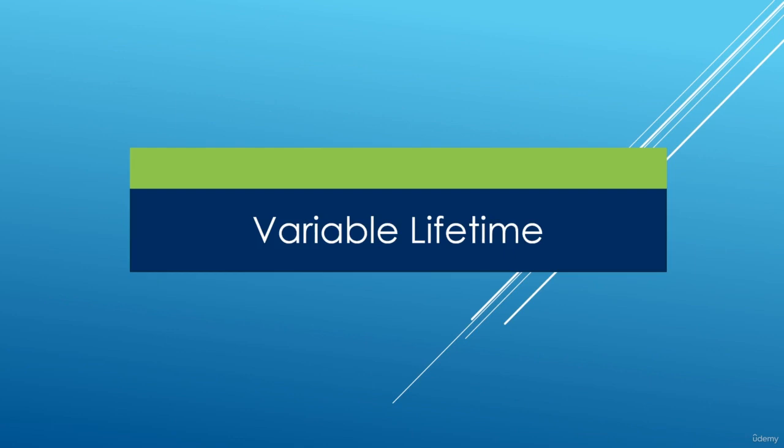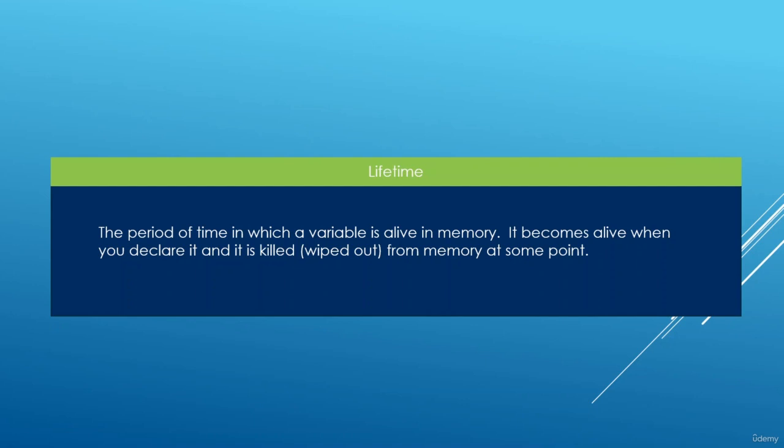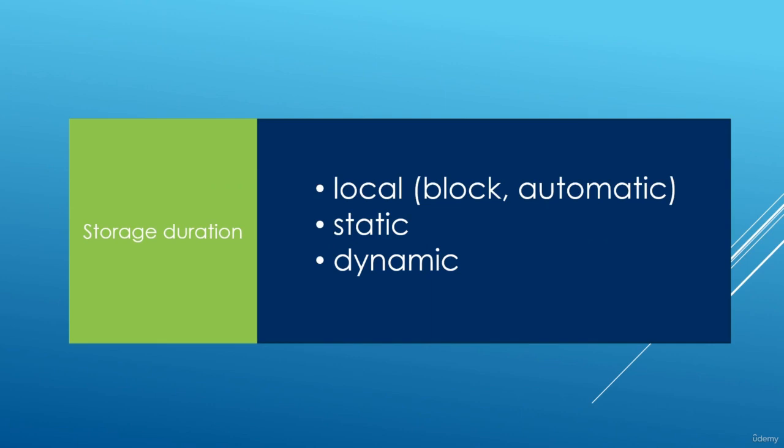In this lecture, we're going to learn about variable lifetime. The lifetime of a variable is the period of time over which the variable is going to be alive in memory. The variable becomes alive when you declare it in your code, and it is killed at some point in your program. And when the variable gets killed is decided by its storage duration.